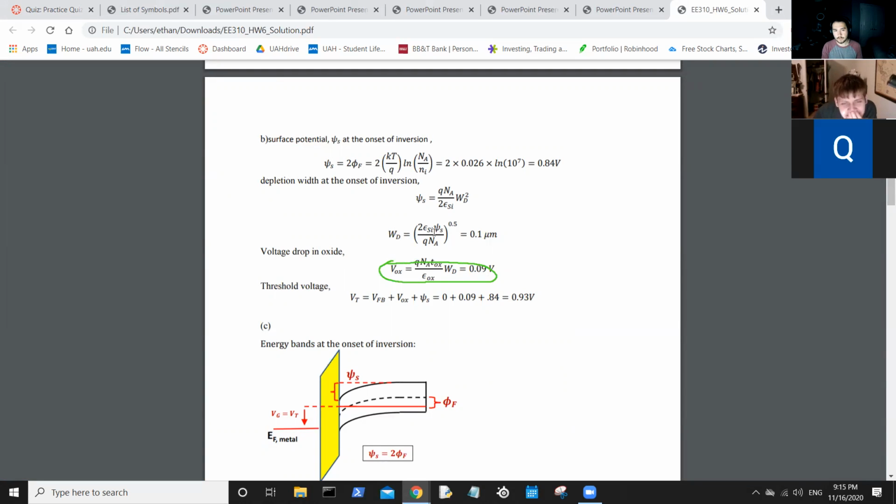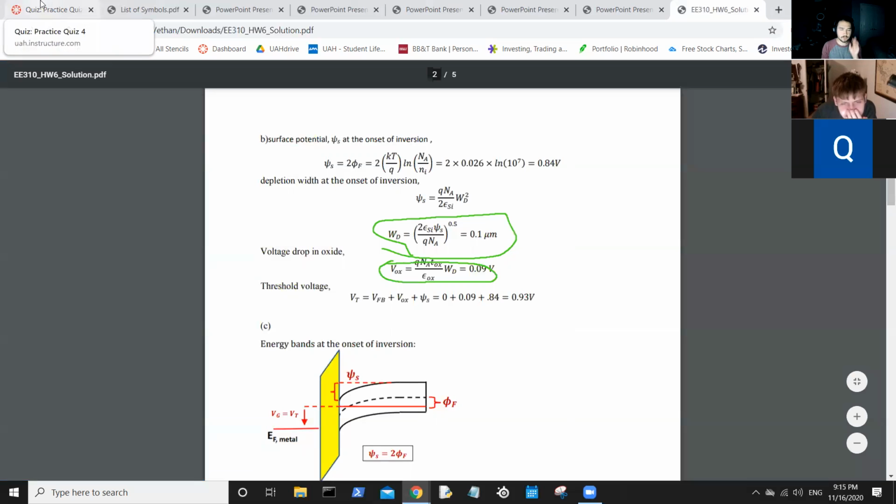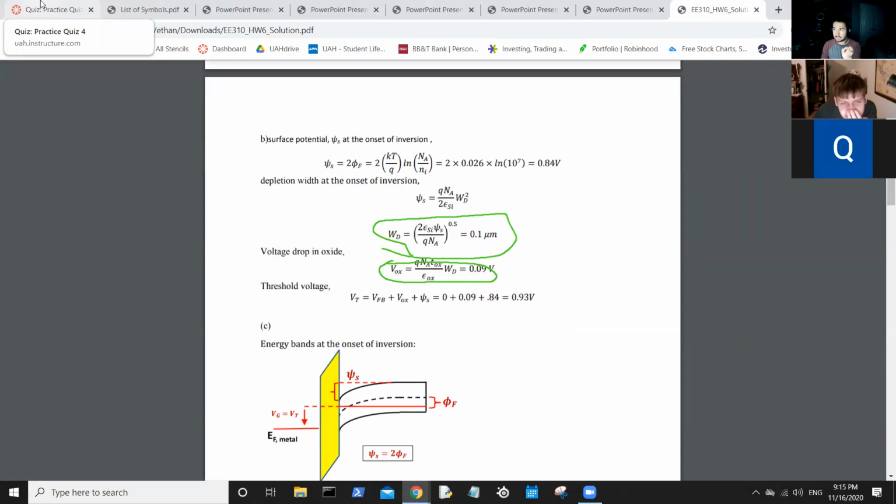And the one above it. You also need the one above it because you see WD appears, so you also need to solve for WD. Yeah, so those are the equations here. But it's possible that you can just guess the right answer based on experience.